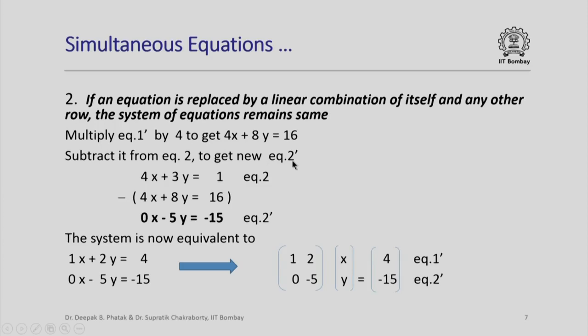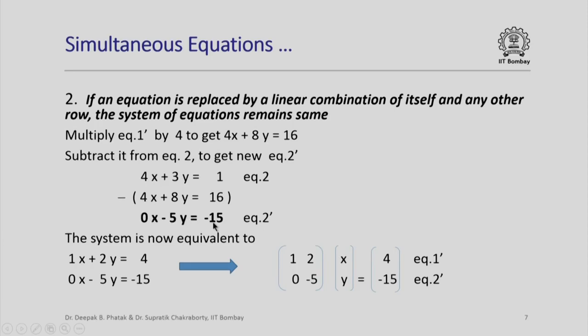Let us look at this operation. Equation 2 was originally 4x plus 3y equal to 1. After multiplying equation 1 prime by 4, we had got 4x plus 8y equal to 16, which we subtract from equation 2 and get a new equation 2 prime, which happens to be 0x minus 5y equal to minus 15.